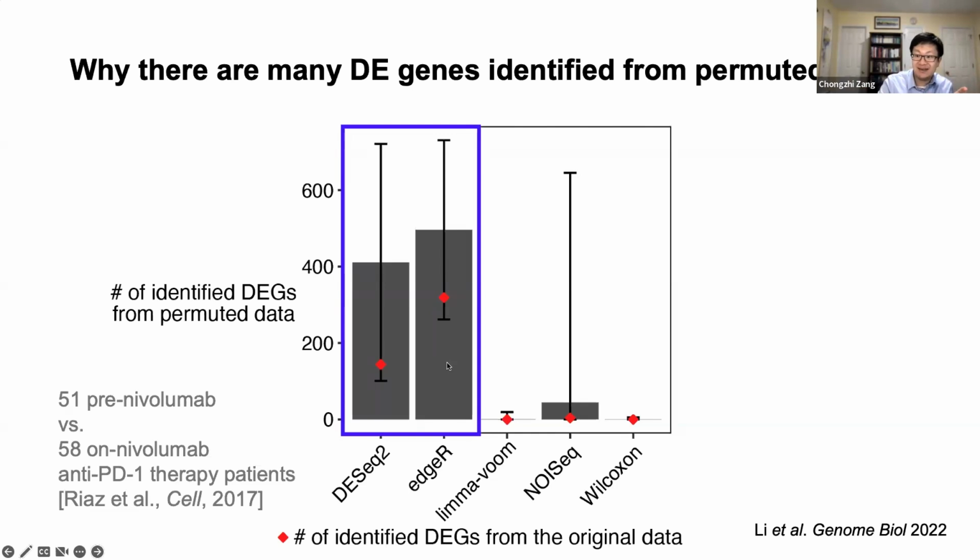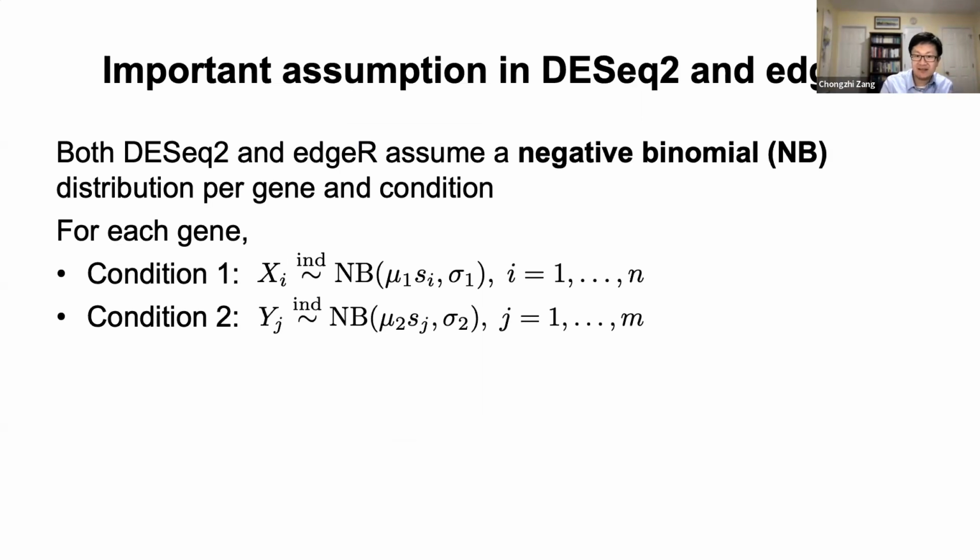Yeah, which is worrisome. And then they found that the reason for that is that we need to go back and take a look at what the assumption is in these commonly used computational tools for differential analysis, including both DESeq2 and edgeR. Both methods use a negative binomial distribution as their underlying, so-called null hypothesis to do the test.